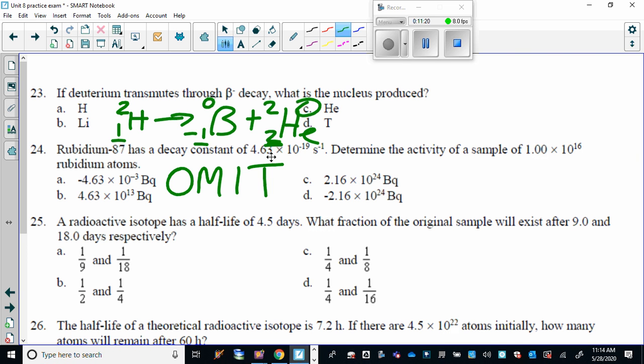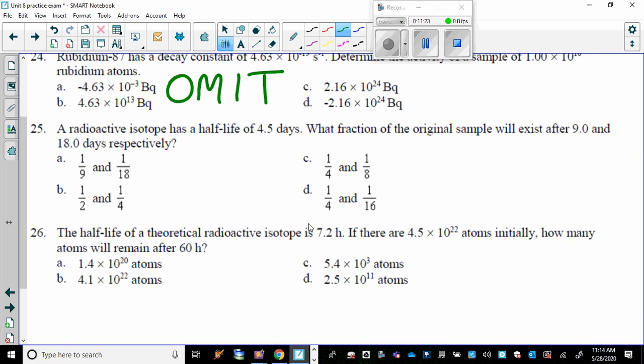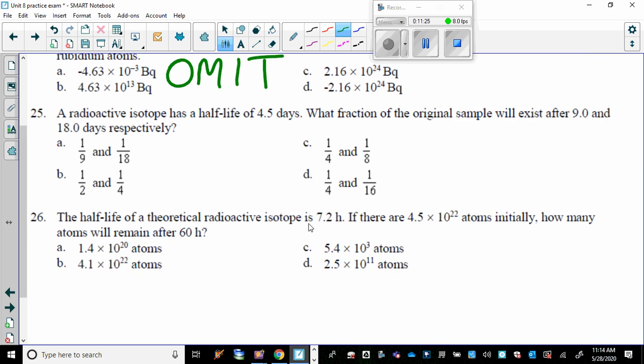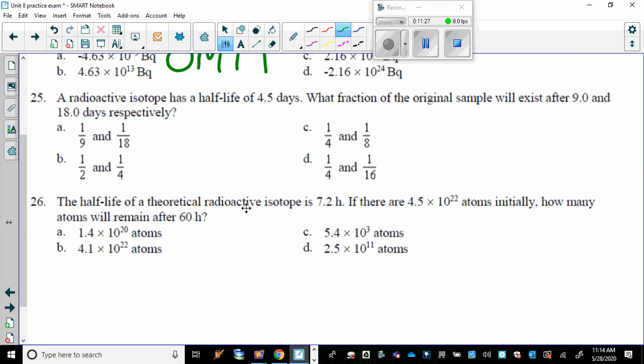We don't talk about activity, and so we're not doing it. A radioactive isotope has a half-life of 4.5 days. What fraction of the original sample exists after 9 and 18 days respectively? Once again, you can do this with logarithms and do it the complicated way, but it's much easier just to guess and check the answers.